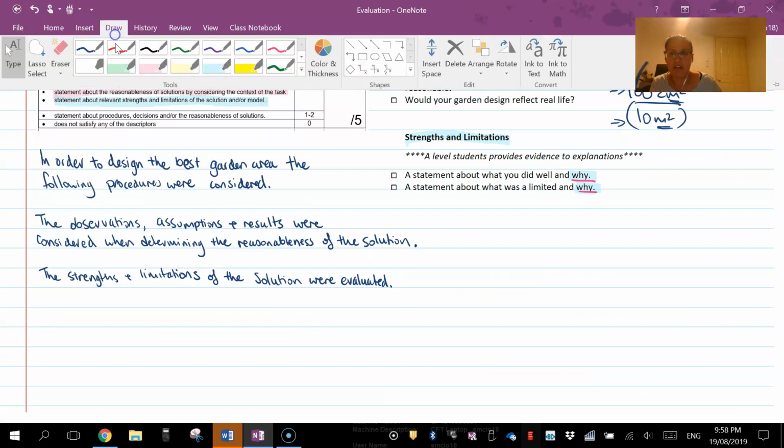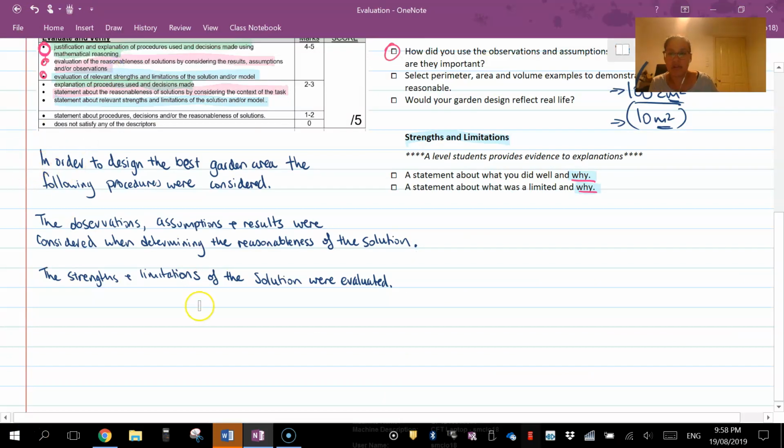So there you go. You have the green one. So in order to design the best garden, procedures were considered. So that's for your justification. Then we have the reasonableness: observation and assumptions and results were considered when determining the reasonableness of the solution. And your last one, the strengths and limitations were thought about or considered. So feel free to thesaurus those and give yourself some other synonyms, so words that mean the same thing, but that is a general starting point for you.